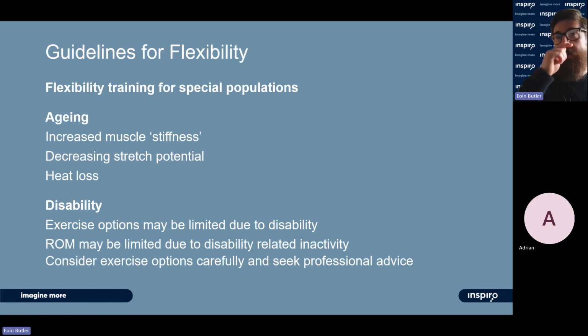For disabilities, so exercise options may be limited due to the disability. So the range of movement might be limited due to disability-related inactivity. Because they're not as active, they may not have the range of movement as a more active person. Then we just need to make sure we consider those options carefully and seek professional advice. So get advice and guidance from them, and from any medical professionals that they have worked with.